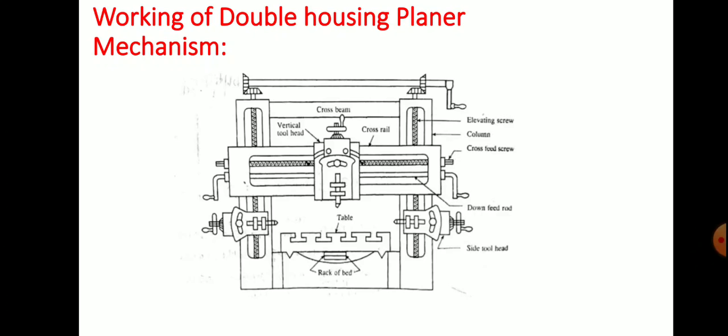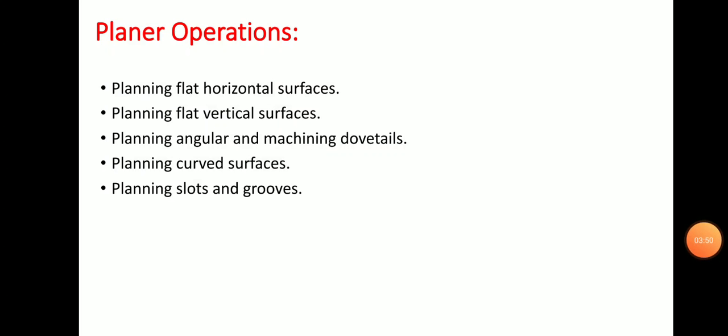This machine basically consists of a mechanical or hydraulic system, which is used to lift the planar table. So this was a simple explanation of the double housing planar mechanism.